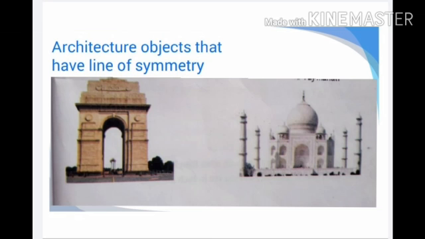Now let us see architecture objects that have a line of symmetry. As you can see in the picture, the first picture is India Gate and the second picture is Taj Mahal. If you see the picture carefully, you will see that we can divide India Gate into two equal halves. So India Gate will have a line of symmetry right in the middle, that is in a vertical position, a vertical line of symmetry. Now in Taj Mahal also we will have a vertical line of symmetry.